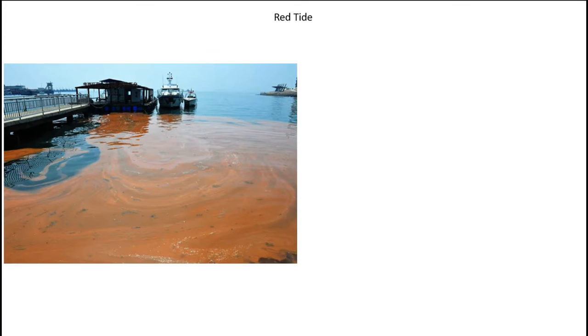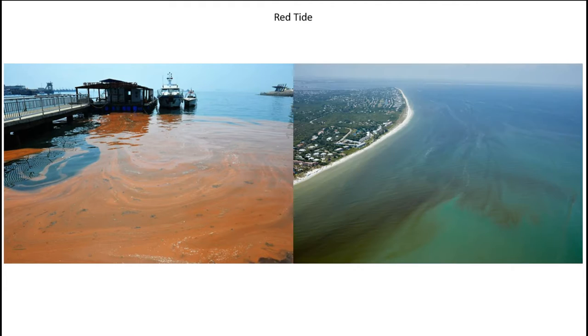A red tide is not a tide at all, but an algal bloom, which is an accumulation of algae or cyanobacteria that discolors the water. Here's another one. The bloom is in this green area.